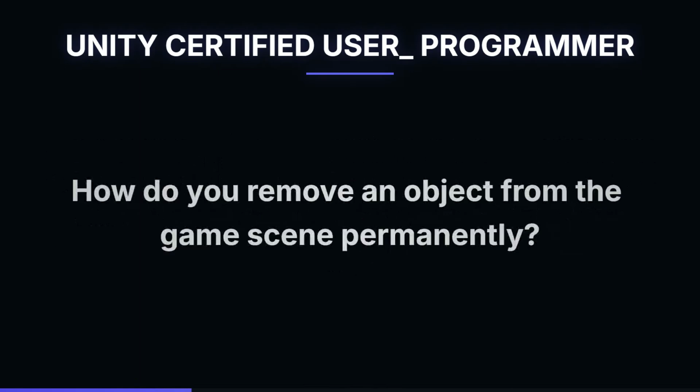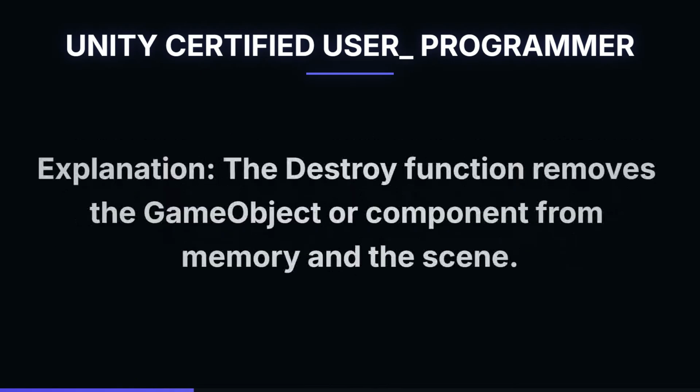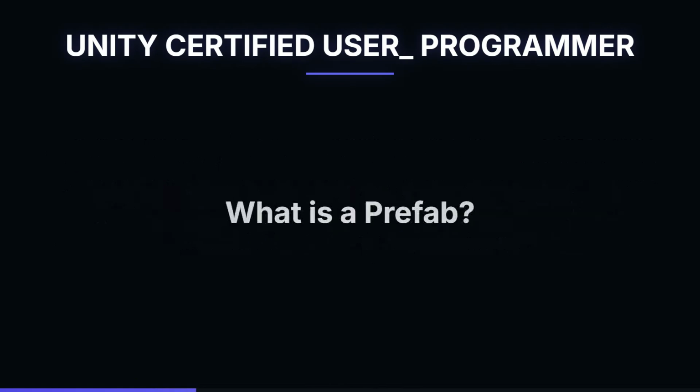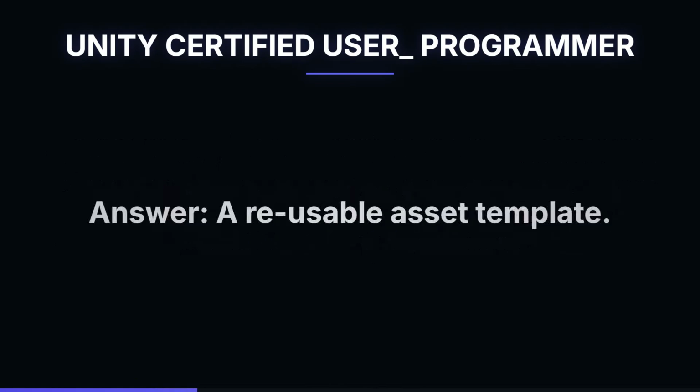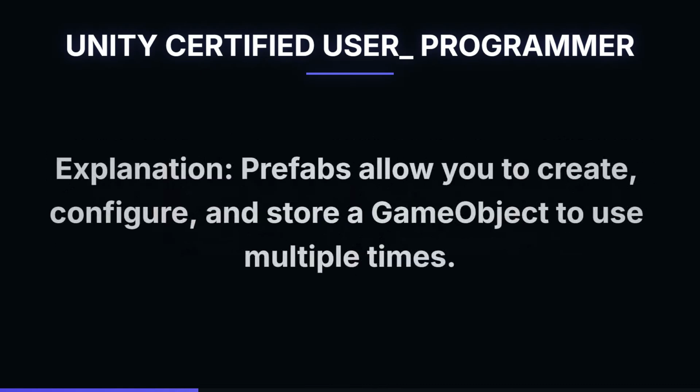3. How do you remove an object from the game scene permanently? Answer: destroy. Explanation: the destroy function removes the game object or component from memory and the scene. 4. What is a prefab? Answer: a reusable asset template. Explanation: prefabs allow you to create, configure, and store a game object to use multiple times.